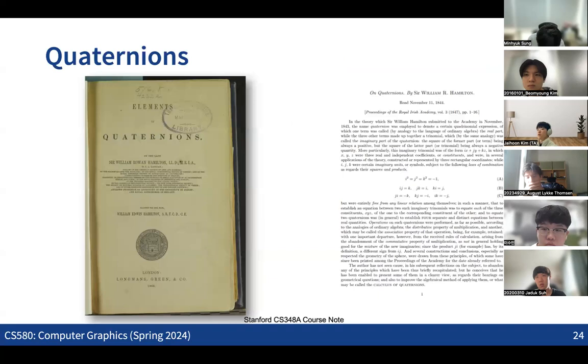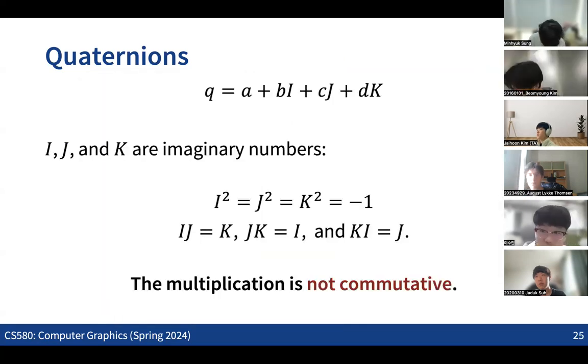This is also the book in which he introduced the idea of the quaternion for the first time. We're going to briefly see the meaning of the quaternion, how it is defined, and how it is related to the 3D rotation. So let's briefly go over the very basics of quaternions. A quaternion has one real number and three imaginary numbers.